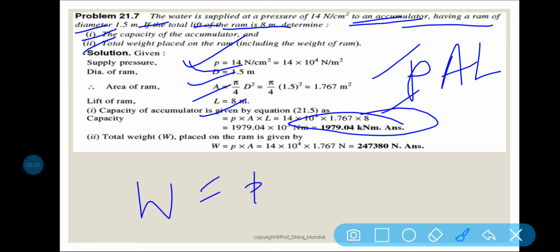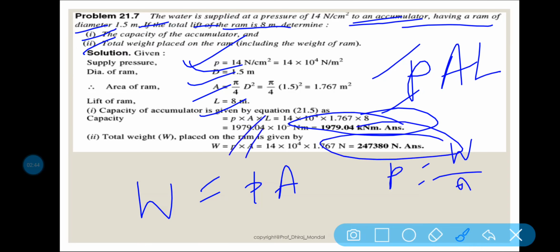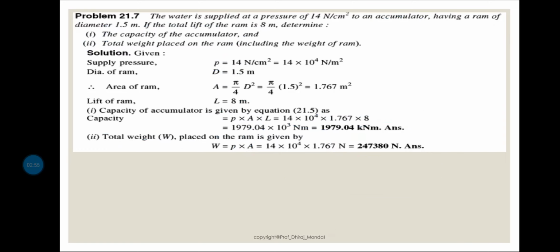Now the total weight placed on the ram: W is equal to P into A, because we know that pressure is equal to weight by area. So you know P, you know the area, so you can find 247380 Newton. That is the total weight placed on the ram. Okay, so this much weight you can lift. Okay, so this is the numerical.